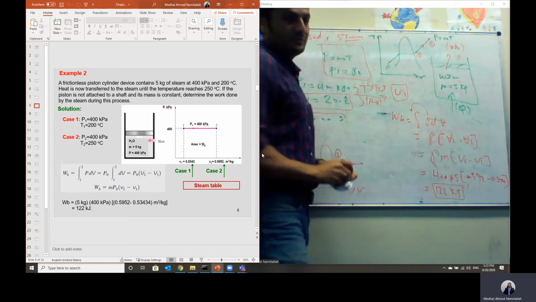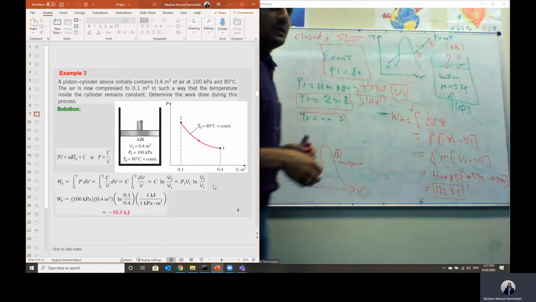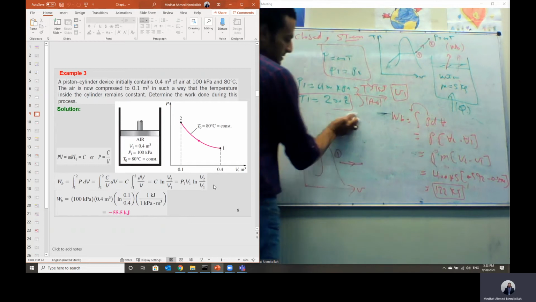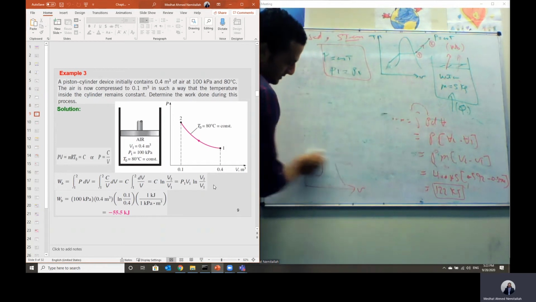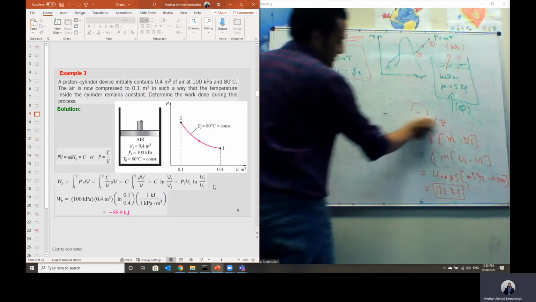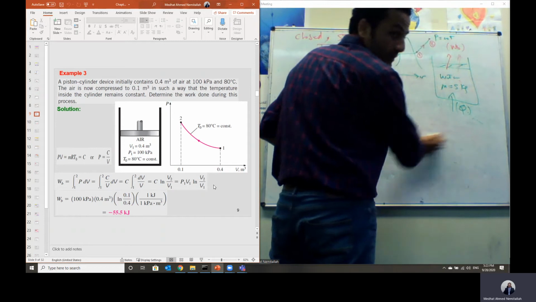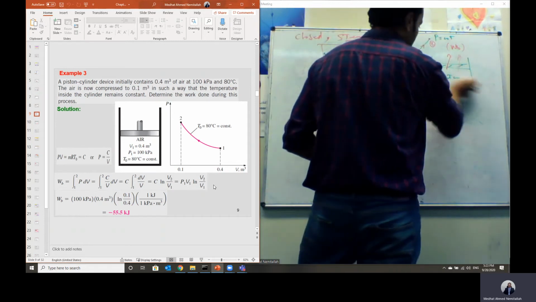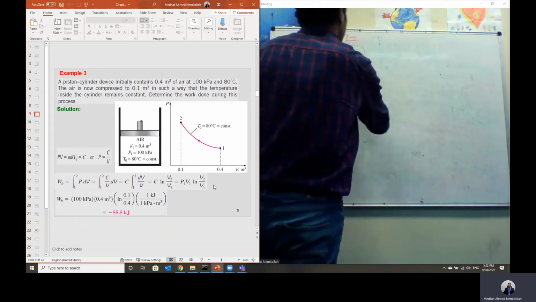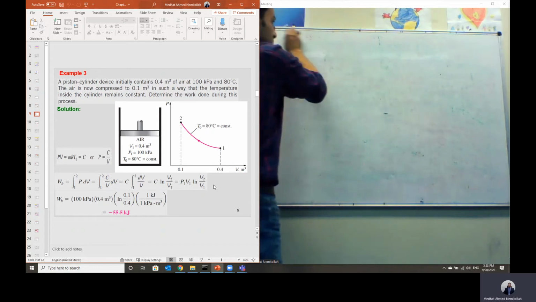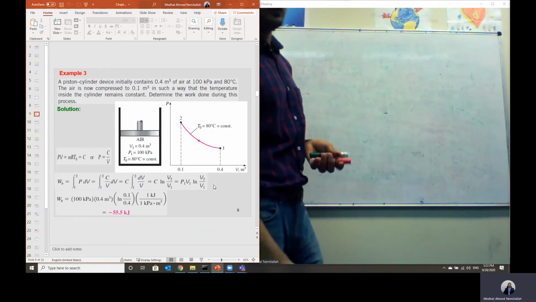Let's move to another example. The next example is a simple one. We have a piston cylinder device, for the isothermal process. We have developed this relation so we can substitute in this example. So we have in this case also a gas in a piston cylinder device. Whenever you see a piston cylinder device and the boundary, the piston, is moving, then we have to calculate the boundary work through integration of PdV.